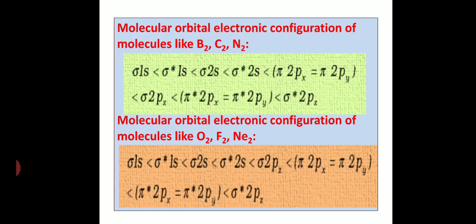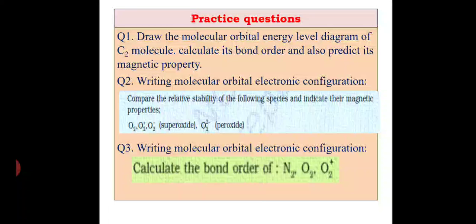Right? So here I have given the molecular orbital electronic configuration of molecules like boron, carbon, nitrogen, and the molecular electronic configuration for oxygen, fluorine, and neon. Both are the same, with only a slight difference in the oxygen molecule: the sigma 2pz has lower energy than the pi 2px and pi 2py. That's the slight difference, rest everything is the same.